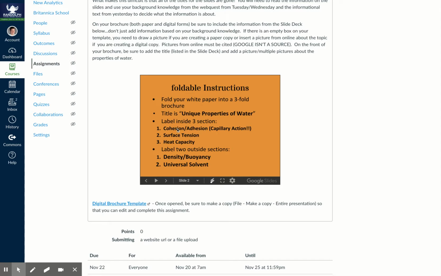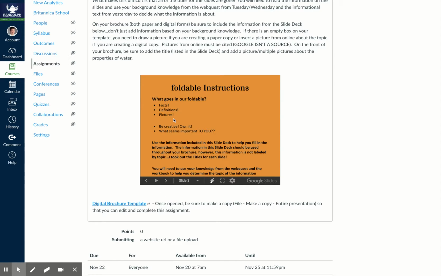On the inside, there's a section for adhesion and cohesion, which is capillary action, surface tension, and heat capacity. And then on the outside, we have density and buoyancy and universal solvent. Now on your template, both the digital and the paper template, this has already been filled in for you. It's just there to show you what goes where, and which side is inside and which side is outside.